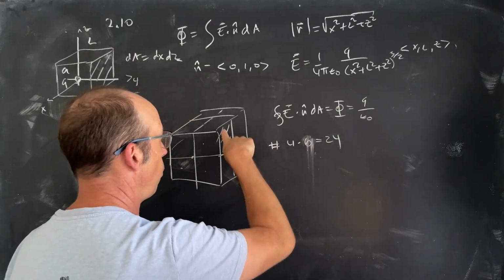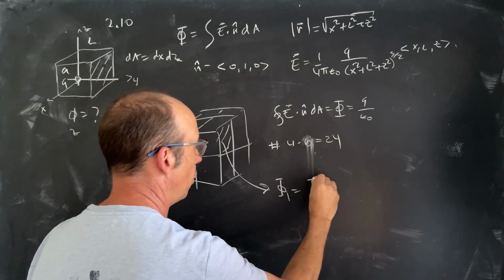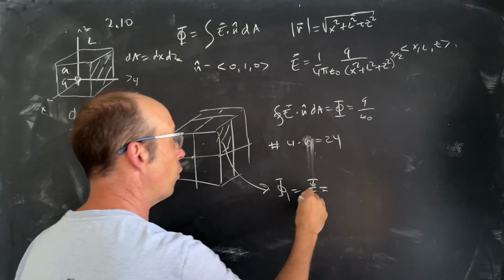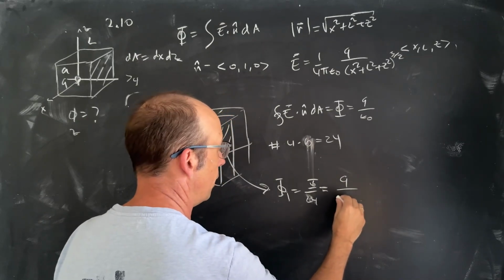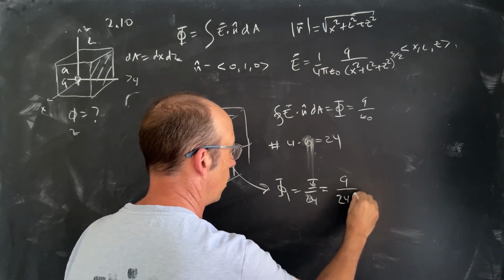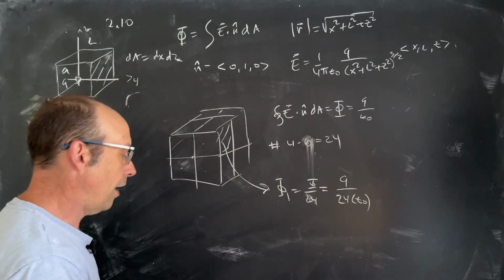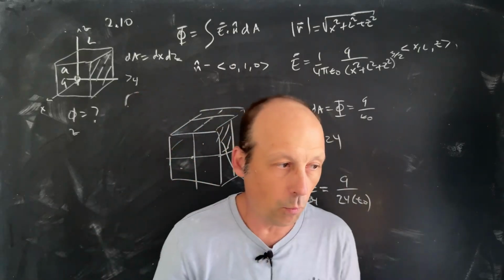So the flux for one square, we'll call that flux 1, is going to be the total flux divided by 24. And the total flux is just the charge inside, Q over epsilon naught. So it's going to be Q over 24 times epsilon naught. That means our answer should just be 1 over 24, right? So let's see if we get 1 over 24.